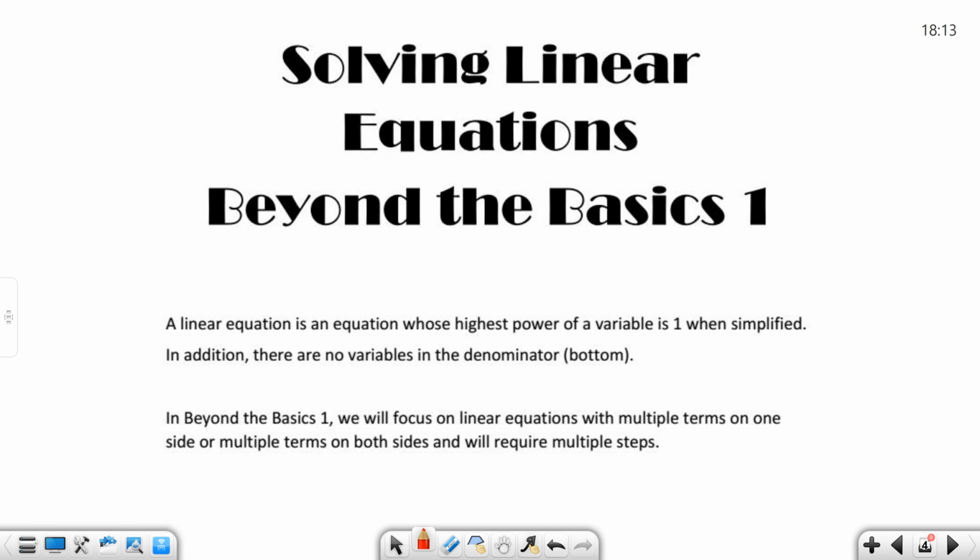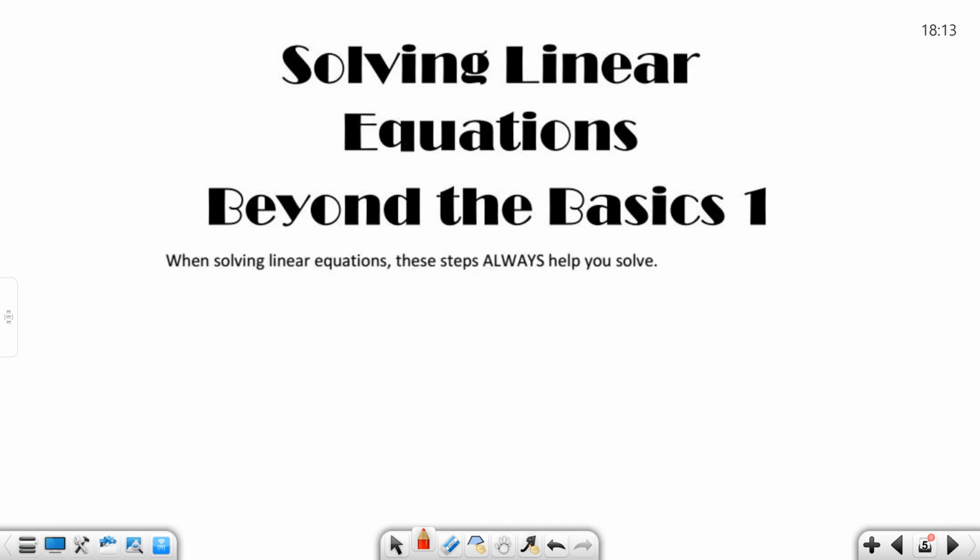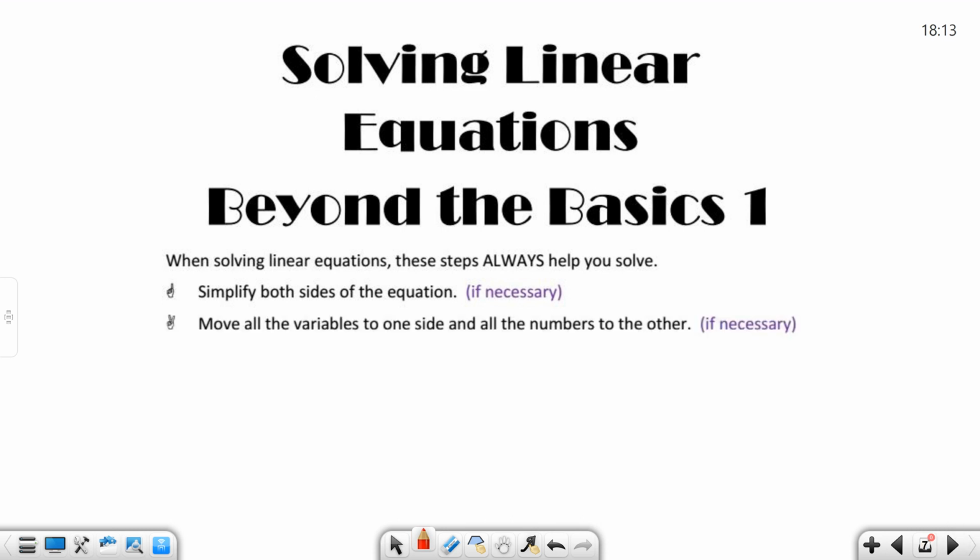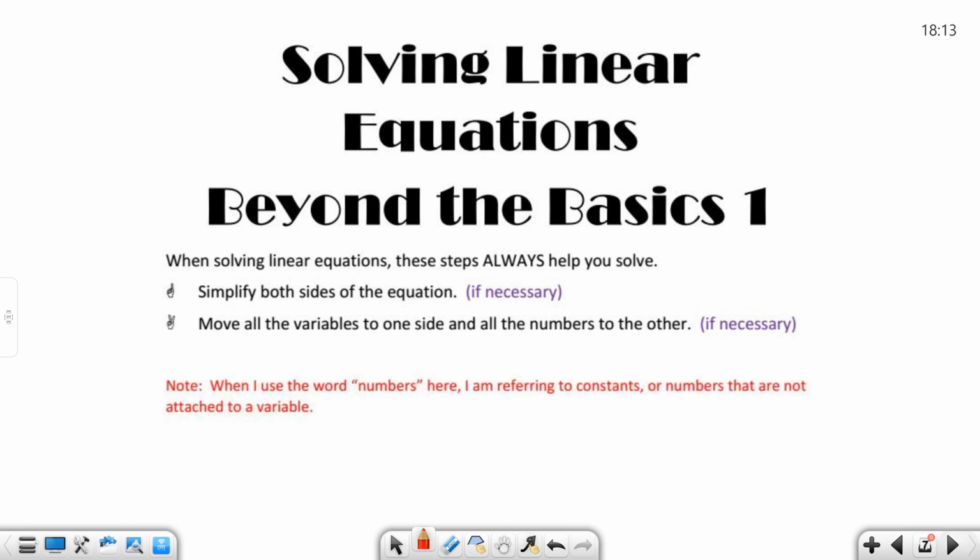In Beyond the Basics 1, we will focus on linear equations with multiple terms on one side or multiple terms on both sides, and will require multiple steps. All right? So when solving linear equations, these steps always help you solve. Simplify both sides of the equation if necessary. Okay? It may already be simplified. If it is, that's fine. But if you need to, simplify both sides. Move all the variables to one side and all the numbers or constants to the other if necessary. If that's already done for you, you don't have to.